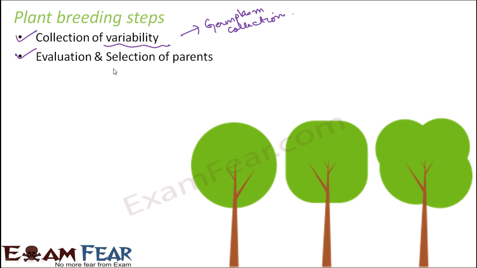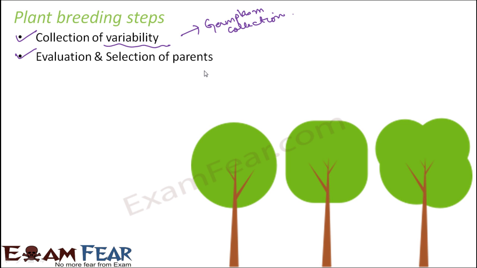So the next step would be evaluation and selection of parents. From that germplasm collection, you actually need to select the desired traits. For example, when you go to buy a dress, if the shop has some 20 dresses, you just need to choose one out of them. In a very similar way, here also you have to look at the entire collection and then select the parents. Parents means the plants which you want to breed. So you have to choose the male and the female plant which need to be bred or mated together. So desired characters need to be selected.